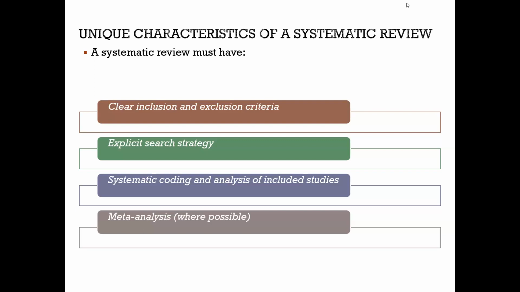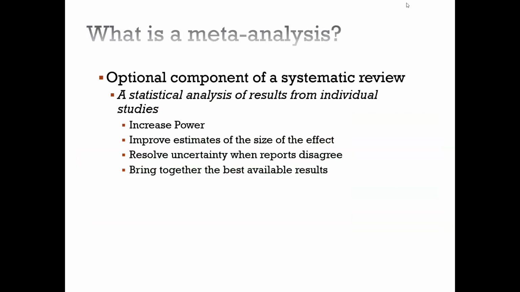So the coding should be very accurate, because that is what decides your results. Then comes the analysis of the included studies, and meta-analysis where possible. If your data are good, if you get a proper amount, like 3 to 4 studies, then you go for a meta-analysis, where you compile the data and give the results, and you tell, okay, this is the outcome of the study. So let's see what this meta-analysis is.